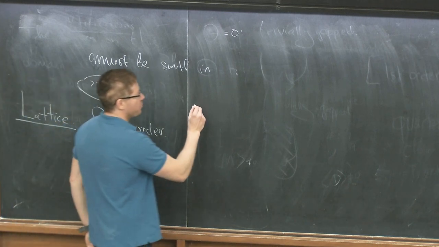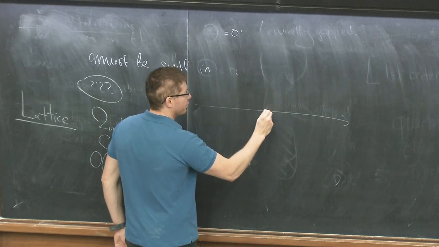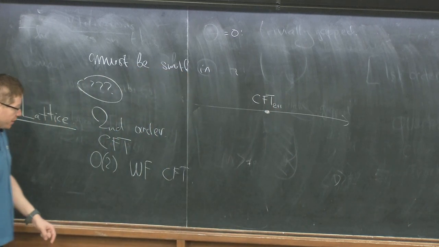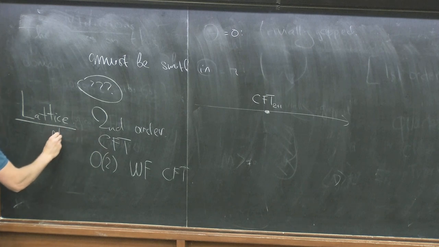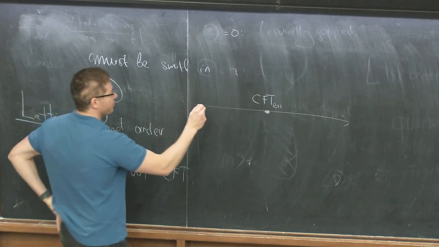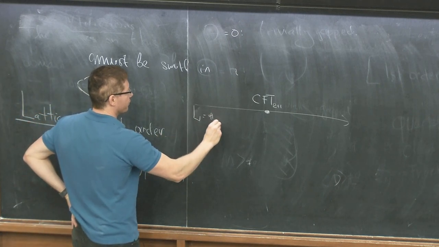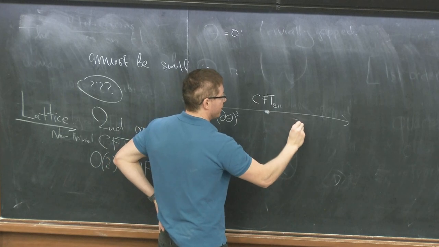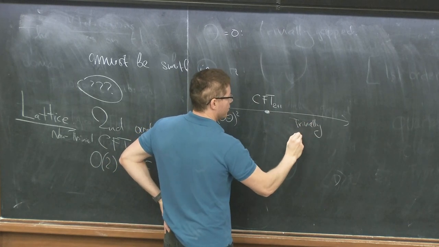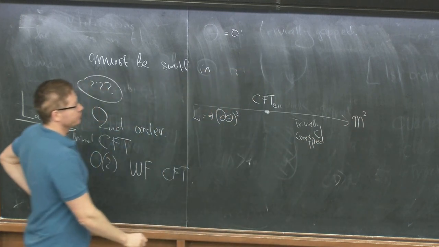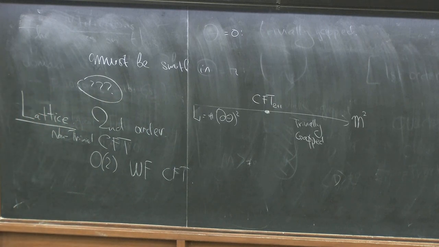So the phase diagram can be summarized as follows. There is one special point where there is a conformal field theory in 2 plus 1 dimensions. It's a non-trivial conformal field theory, by the way, meaning it has non-trivial scaling exponents. And here there is the Nambu-Goldstone phase, which we'll study now in detail. And here there is a trivially gapped phase. And this is M squared. Okay, so that's what we believe happens in the O2 model as a function of M squared.